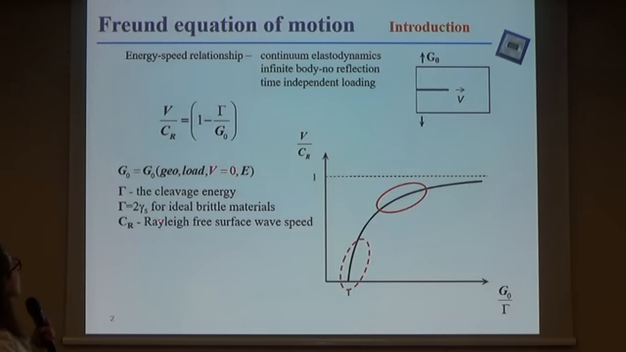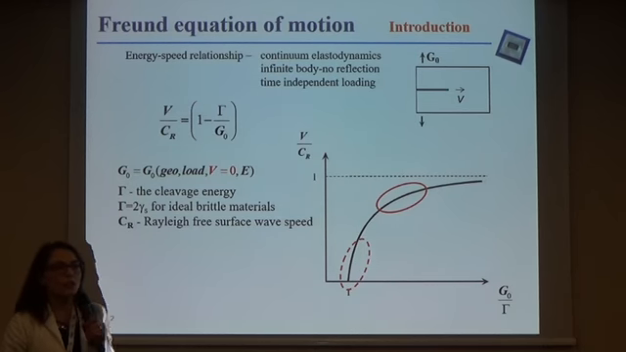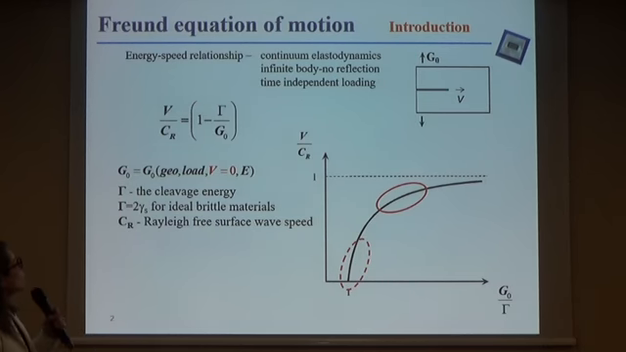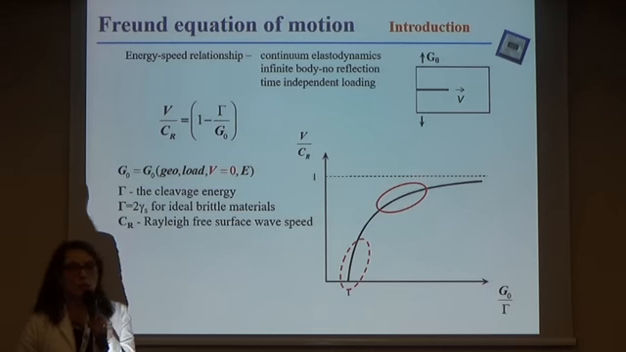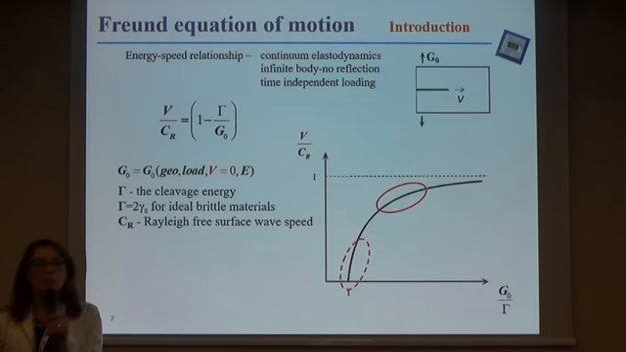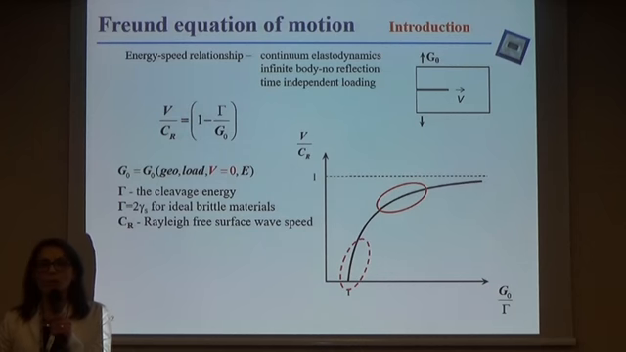where gamma is the cleavage energy, and according to the Griffith criterion it is equal to 2 gamma S for ideal brittle crystals, where gamma S is the free surface energy, the resistive force for crack initiation and propagation, divided by G naught, where G naught is the static energy release rate. It is a function of the geometry, the loading conditions, and the material properties, but for a stationary crack, and it is the energy supply to the crack tip. It is worth noting that the Freund equation of motion does not take into account the effect of reflective stress wave from the specimen boundaries.